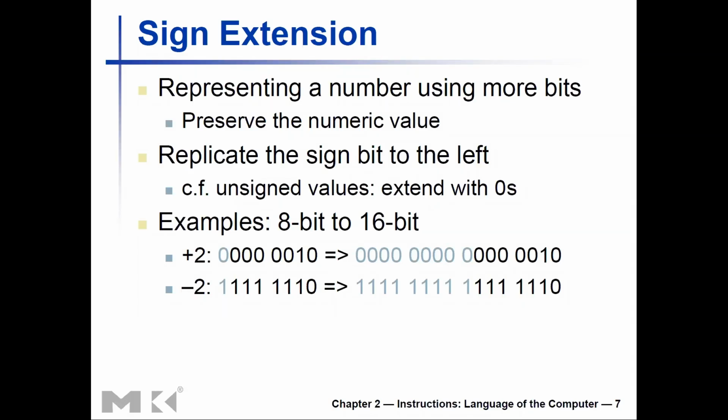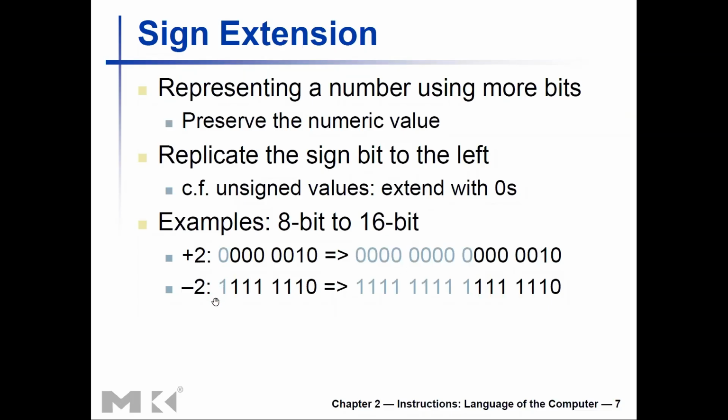Now all you need to do is get the sign bit. The sign bit of this number is this first bit. We already talked about that. So this is 0. Now you need to replicate that bit to the left so that you complete 16 bits. So that is how you do that.